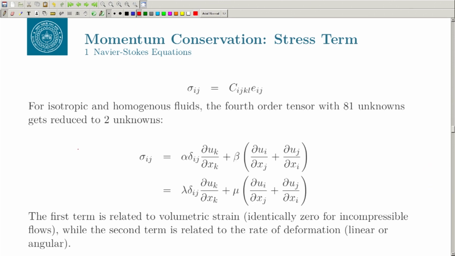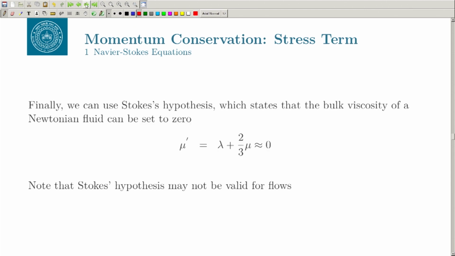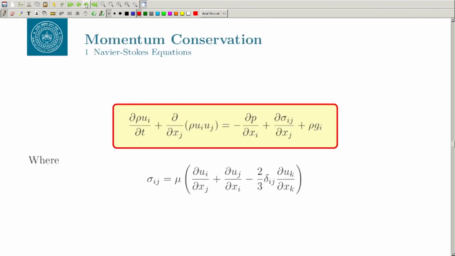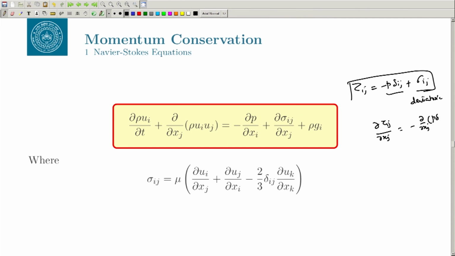So, this we have already derived, lambda and mu. Okay. So, lambda plus 2 by 3 mu equal to 0. So, if you use all these terms, I have used this tau ij is equal to minus p delta ij plus sigma ij. Okay. This is the deviatoric term, and this is your pressure term. So, if you use that expression, we had this del tau ij by del x j, right. So, that will become, if you use this tau ij form, minus del by del x j of p delta ij.